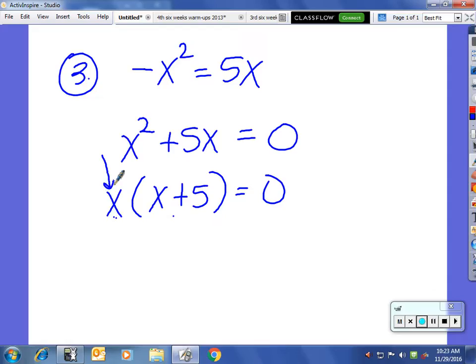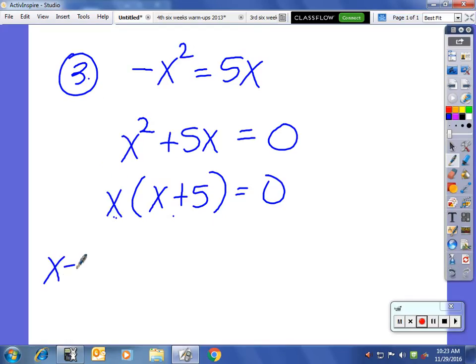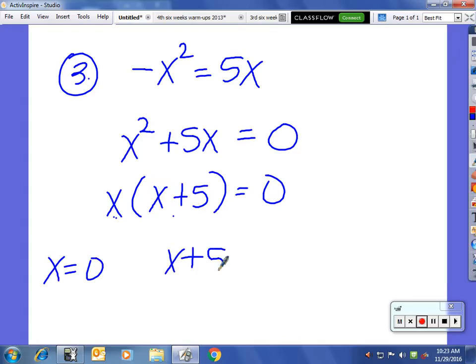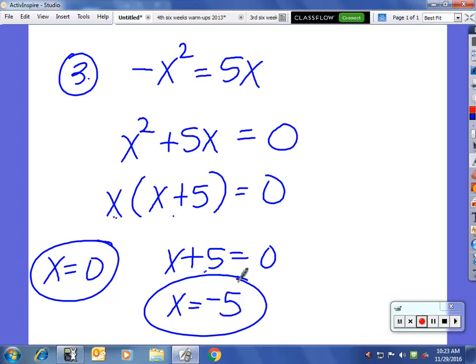Anytime you have a GCF with a letter in it, what's one of your answers automatically? 0. Because you set each little factor equal to 0 and then you keep solving. Well, that one's already solved. This one, you just have one little baby step. Move that 5 over and you get negative 5. 0 and negative 5 both work in this problem.